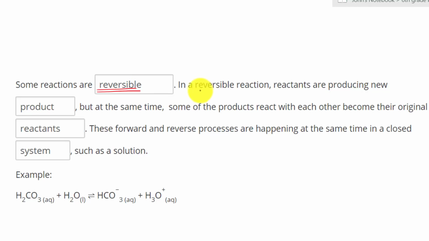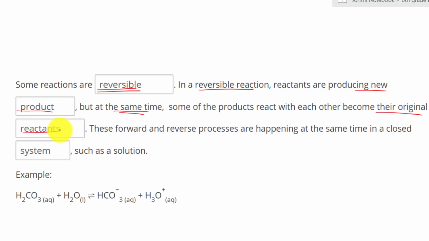Well, in a reversible reaction, the reactants are producing new product, just like a normal chemical reaction. But at the same time, that's the key thing, at the same time, some of the products that are already made will react with each other. So the products are now reacting with another product to become their original reactants.